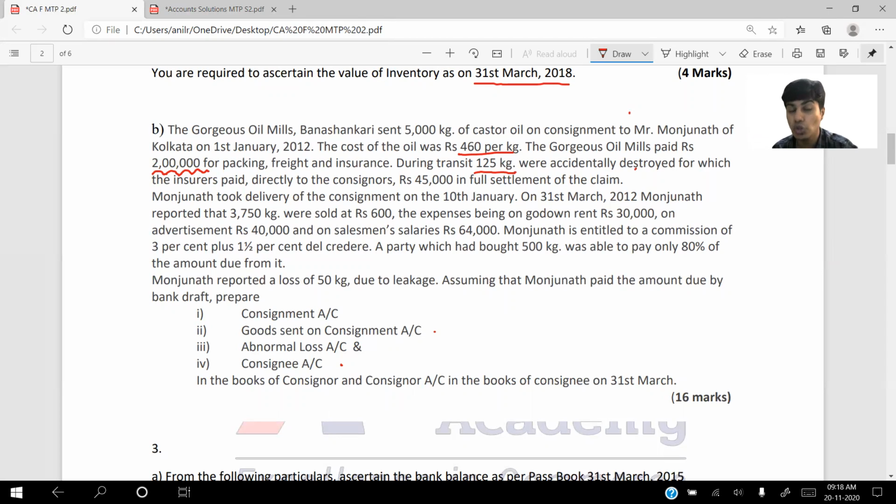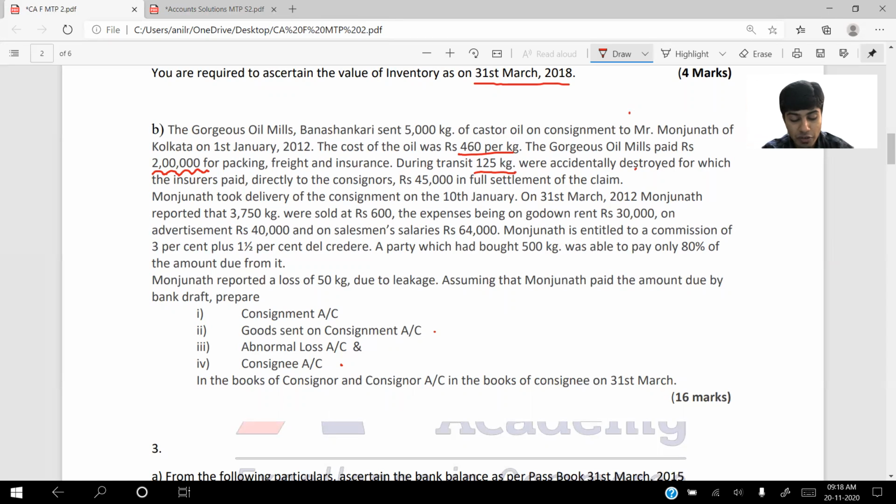62,500 is the value of the goods lost. Is this normal or abnormal? Absolutely abnormal loss. It is not in the normal course of operations. In transit, when you lose so much, 62,500 is abnormal loss. Because of the abnormal loss, our goods will reduce.